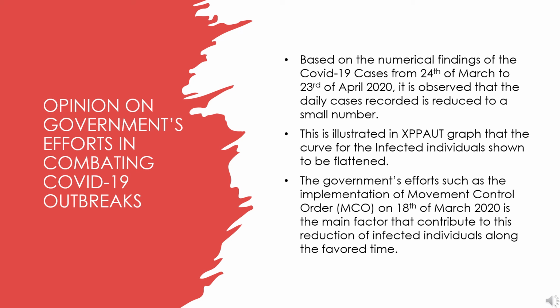So, for the part on opinion of government effort in combating the COVID-19 outbreak. First, based on the numerical findings of the COVID-19 cases from 24th of March to 23rd of April 2020, it is observed that the daily cases recorded have reduced to a small number. This is illustrated in the X-bar graph, where the curve for the infected individuals is shown to be flattened. The government effort, such as the implementation of the Movement Control Order (MCO) on 18th of March 2020, is the main factor that contributed to this reduction of infected individuals over time.